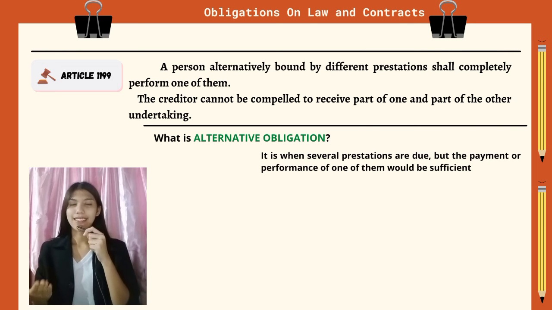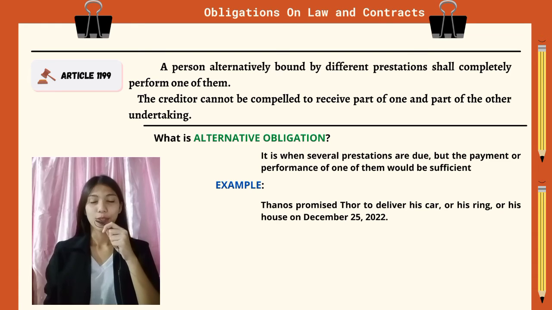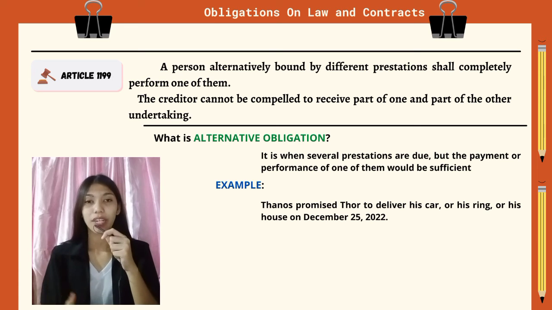So now, what is alternative obligation? Well, in essence, Article 1199 states that alternative obligation is when several prestations are due, but the payment or the performance of one of them would be sufficient. Meaning, naay duha or more than duha ka prestations nga kailangan ihatag. Pero, the delivery of one prestation or the performance of one prestation would be sufficient, would be enough para nga ma-extinguish ang obligation.